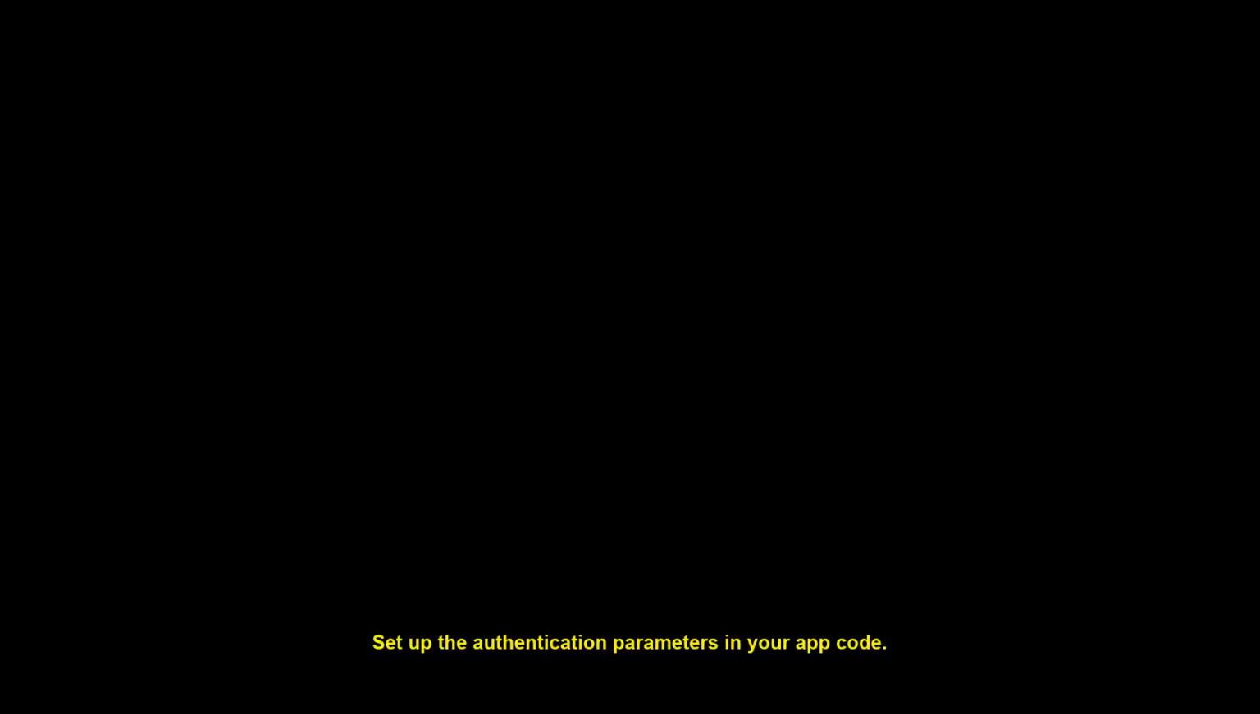Set up the authentication parameters in your app code. Include the client ID, tenant ID, redirect URI, and the scopes needed to access Microsoft Graph. Implement the authentication flow, initiating the sign-in process when required. Handle the response to receive the access token upon successful authentication.